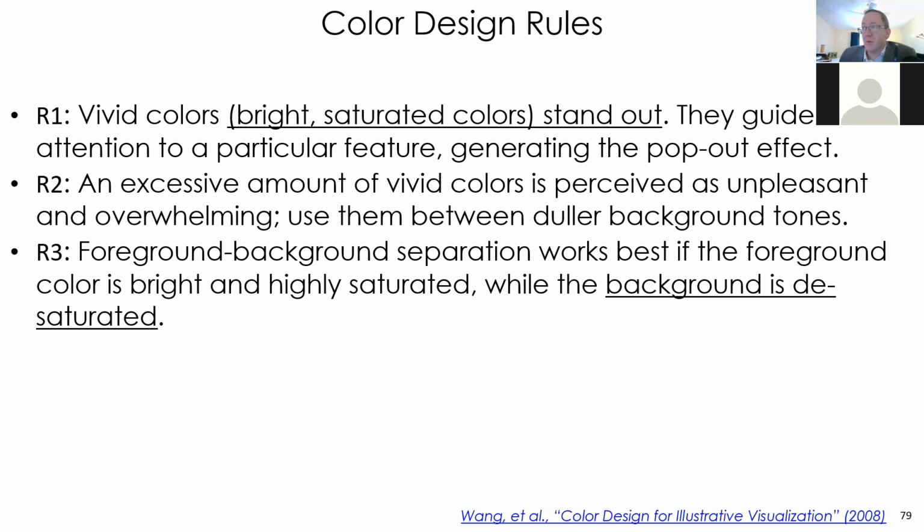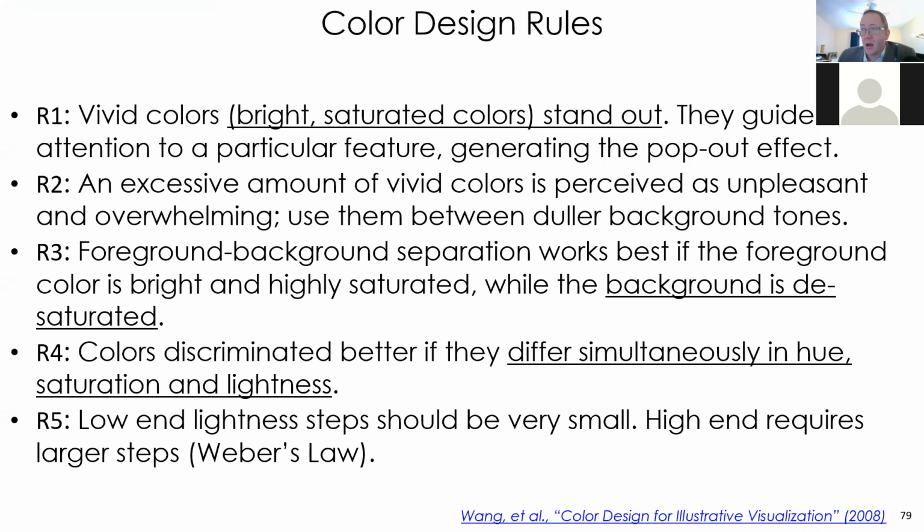Foreground colors should separate the work from the background. So brighter in the front, muted in the back. Colors should communicate better if they offer simultaneous hue and saturation and lightness. So if you change a bunch of things at once, they stand out better. In low light, the low end of things, steps can be small. High end requires larger steps. So it's called Weber's law. So if you have a very bright red, you need an extremely bright red to distinguish it from the other one.